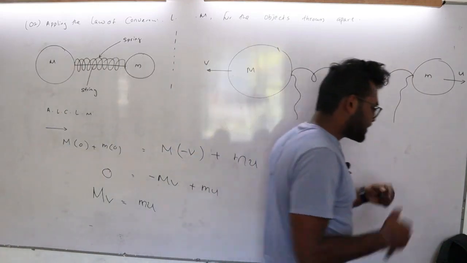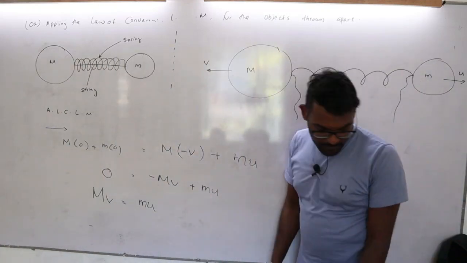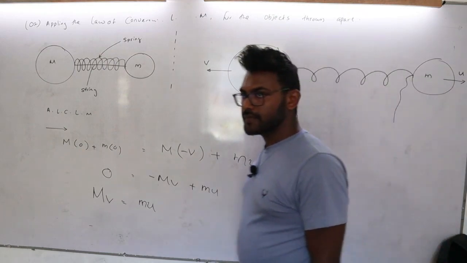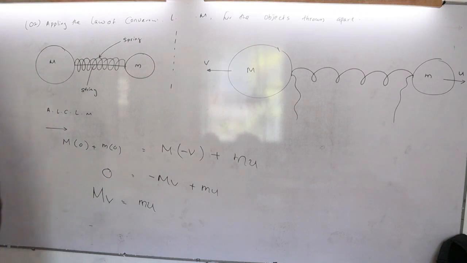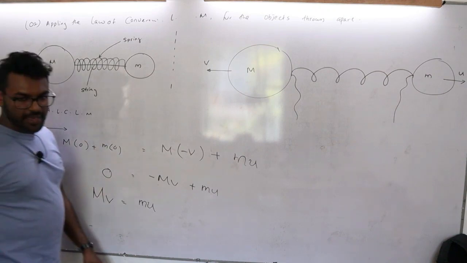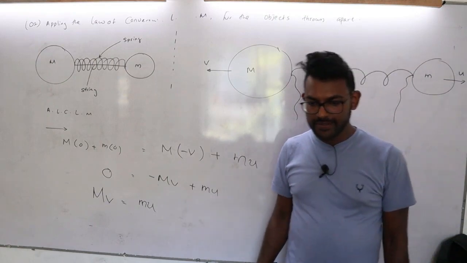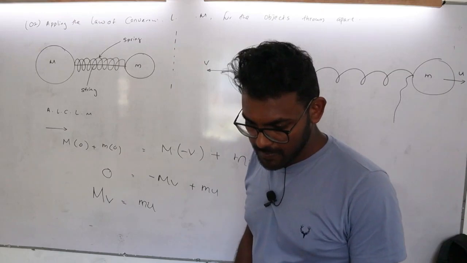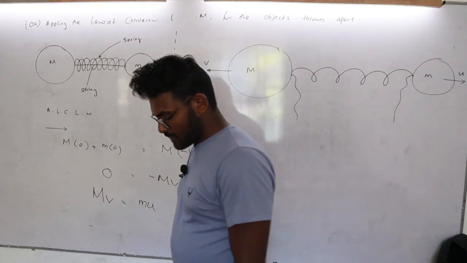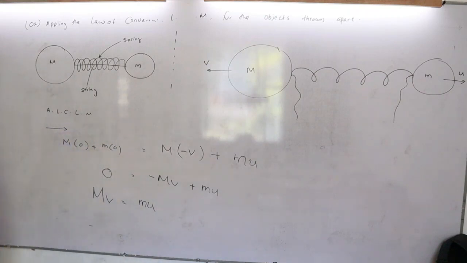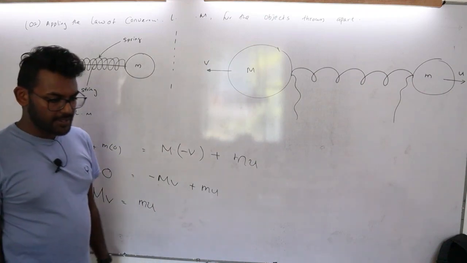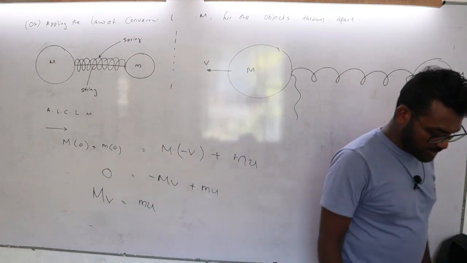Okay. So we'll put a star mark. Here, the higher mass gets a smaller velocity, while the smaller mass gets a higher velocity.